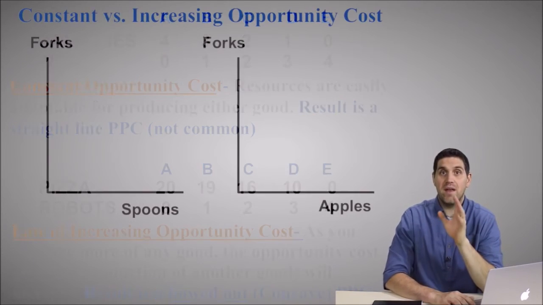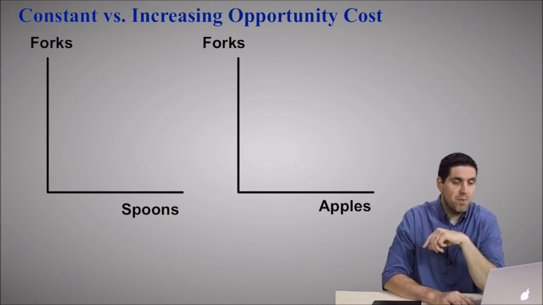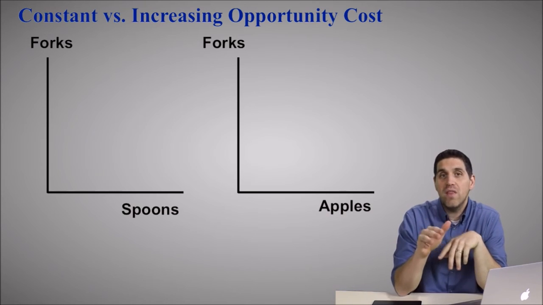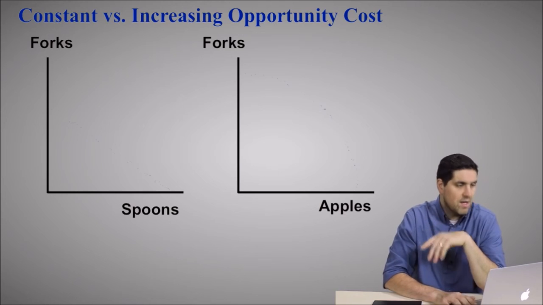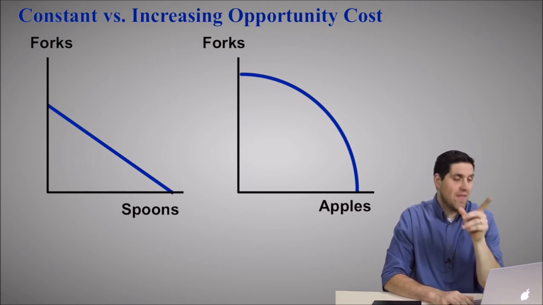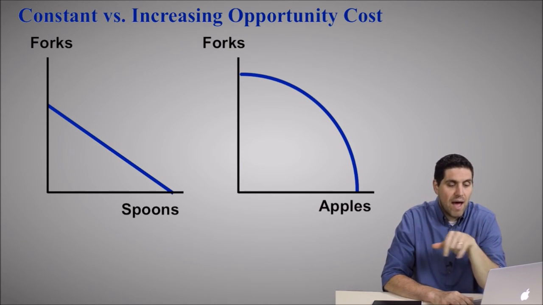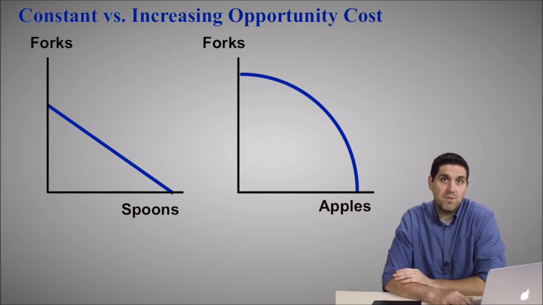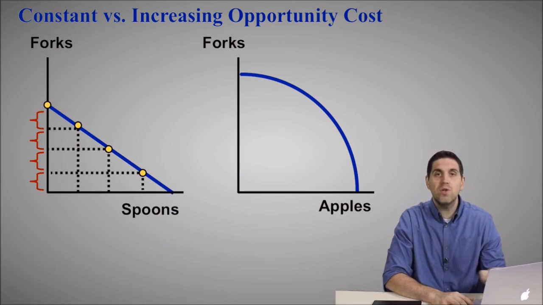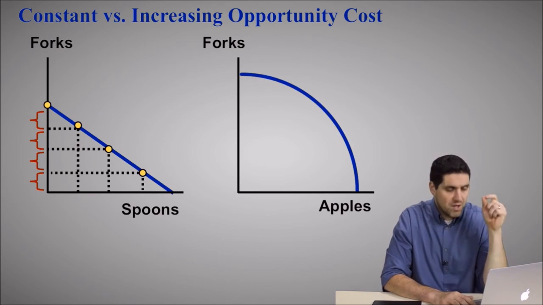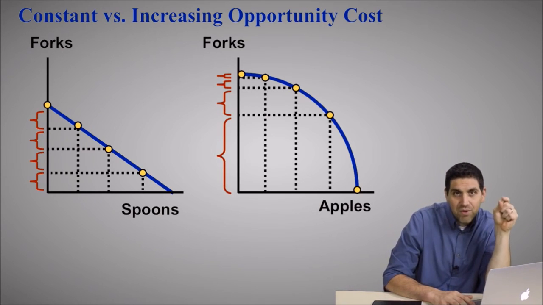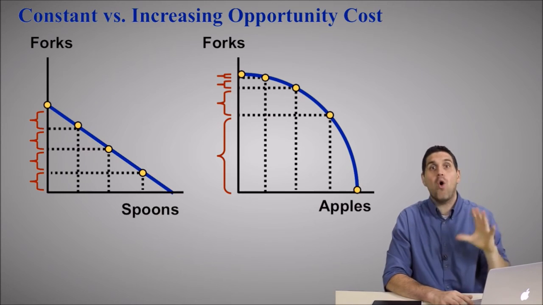Let's see if you understand it with another example. We've got forks and spoons, forks and apples. Which one of these is a straight line and which one is a bowed out curve? Well, right here. Forks and spoons, straight line, that's constant opportunity cost, and a bowed out, forks and apples, that's increasing opportunity cost. The idea here is you produce more and more spoons, you're going to give up the same amount of forks each time. But as you produce more and more apples, you're going to give up a little bit of forks, and more forks, and more forks, and a whole lot of forks.